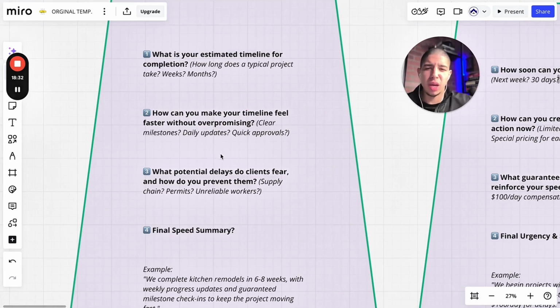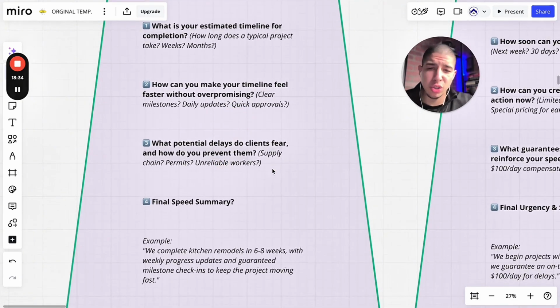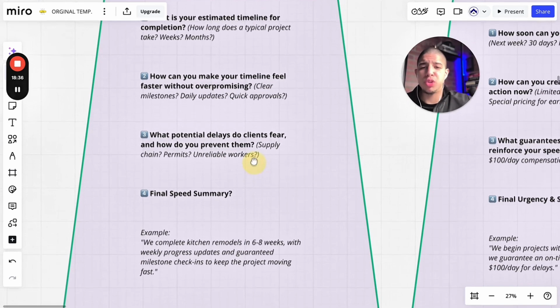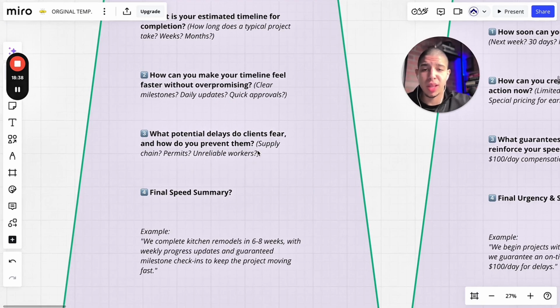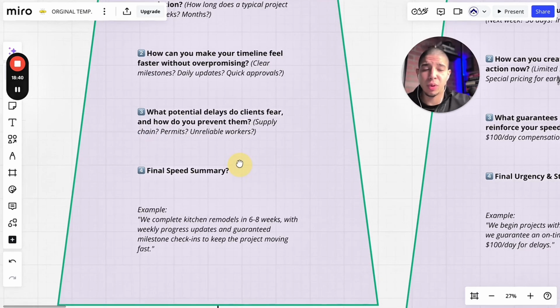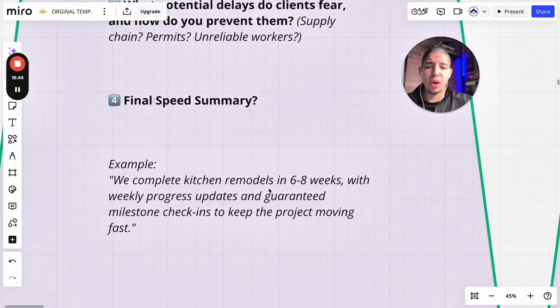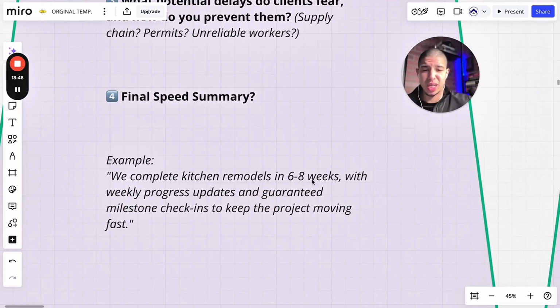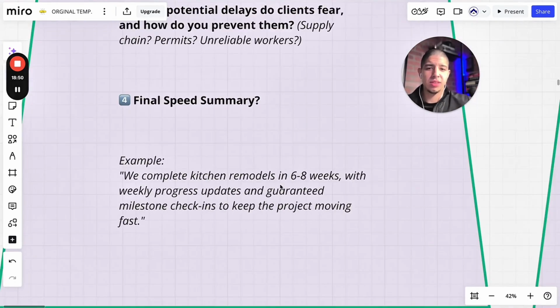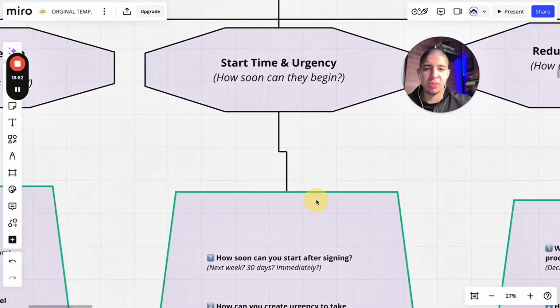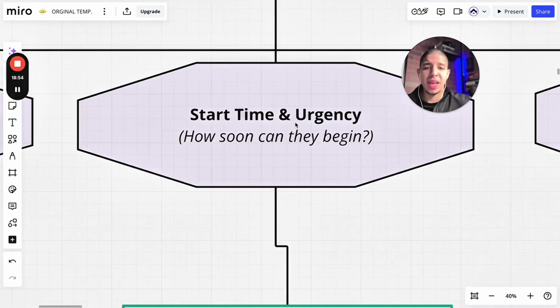Clear milestones, daily updates, quick approvals. Which potential delays do clients fear? And how do you prevent them? Supply chain, permits, unreliable workers. How are you going to delay that or fight that? Example, we complete kitchen remodels within 6 to 8 weeks with weekly progress updates and guaranteed milestone check-ins to keep this project moving fast. That's money, man. That's money.